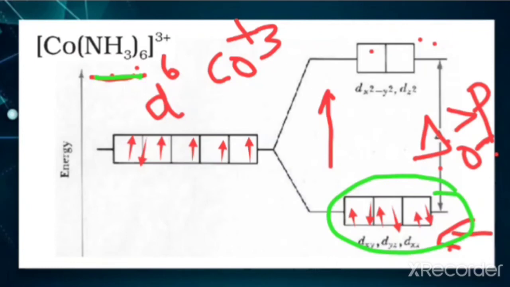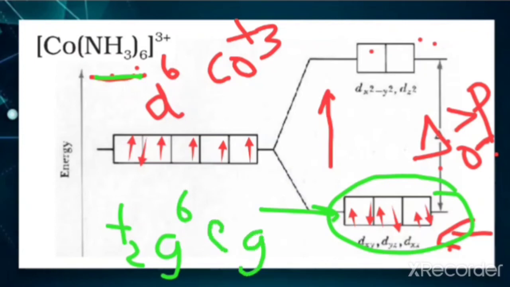So now when you are writing the configuration according to crystal field theory, what will be the configuration here? Because this is a t2g set and there are 6 electrons in t2g. So its configuration is t2g6. And what about eg? How many electrons are there in eg? There is no electron. So eg0. So that is the configuration for this example, that is t2g6 eg0.